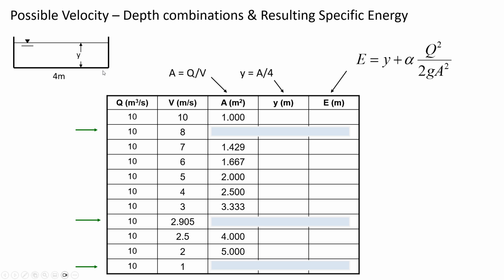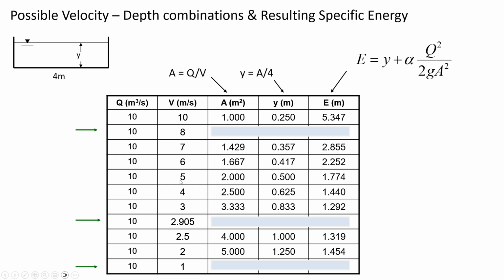Depth, for this channel geometry, it's 4 meters wide and the depth is y. So the depth is just going to be the area divided by 4, for a given area, what is the depth that corresponds to that? Okay, and the last column in this table, the specific energy, is where I'm adding together the depth and the velocity head. Now, here I've got both Q and V. So I could have had it be V squared divided by 2g, or I could do Q squared divided by 2gA squared.